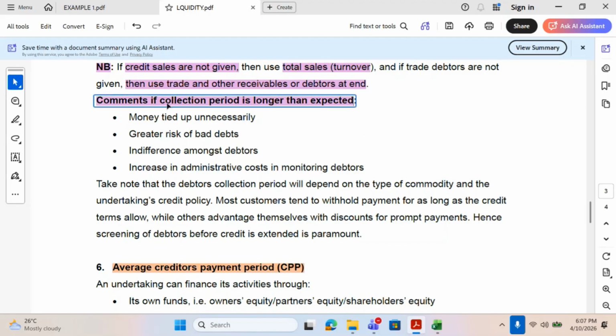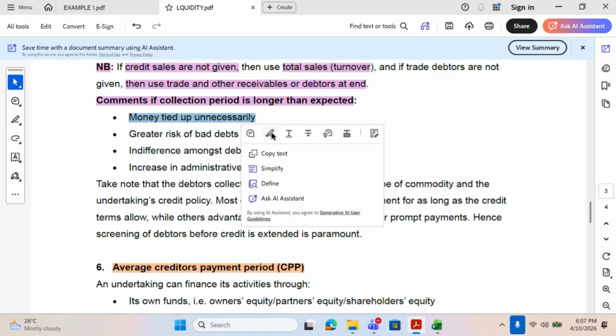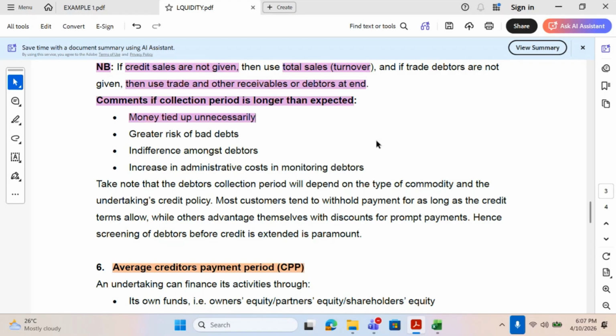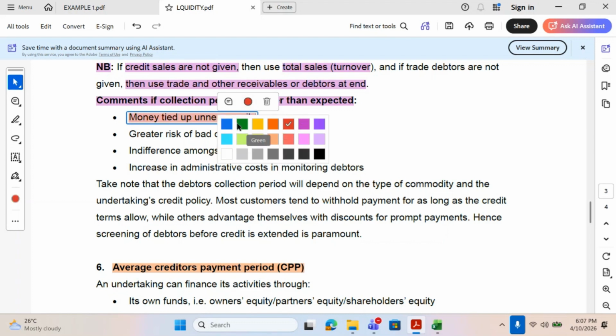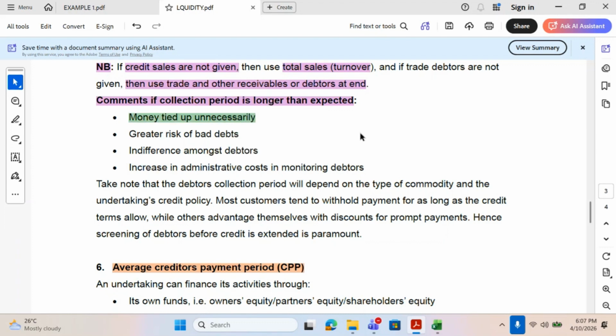Comments if collection period is longer than expected. This is what I'm going to use to comment on the ratio. Cash is tied up unnecessarily. That's a problem. If the debtors collection period is too long, maybe 60 days, 90 days, 100 days, 365 days, there is money sitting with those debtors. So the money is tied up unnecessarily. Let us collect our cash from debtors and use that money to grow our business.